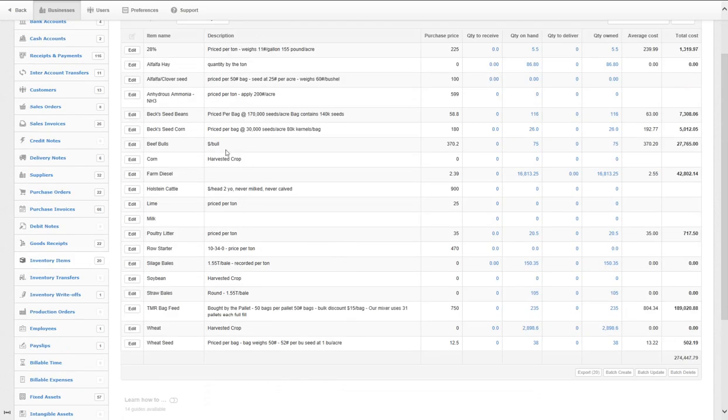So here I've got all my inventory items. I've got 28. I've got alfalfa hay, clover seed, anhydrous, some seed corn, seed beans, beef bulls that I raise. And I only call them beef bulls because the game calls them that, I do believe, but in reality, I'd want steers. And we got harvested crop of corn, farm diesel, Holstein cattle, which I've sold all my Holsteins. Not dairy farming at the moment. Lime, milk, poultry litter, row starter, silage bale, soybean, and you get the idea. All the way down to my wheat seed.